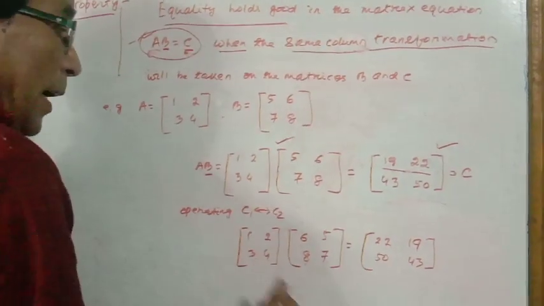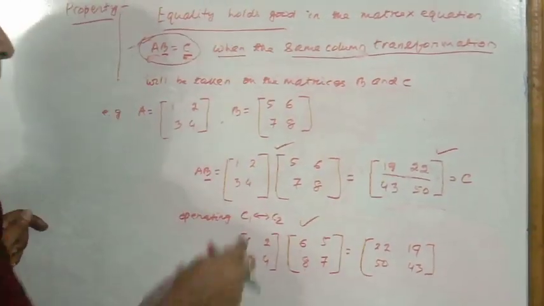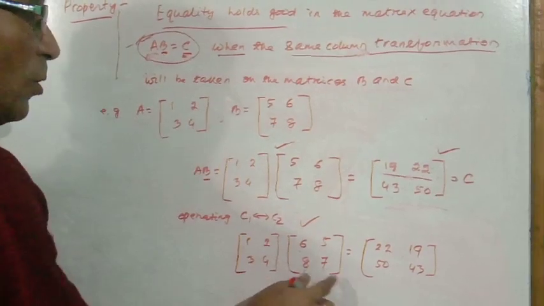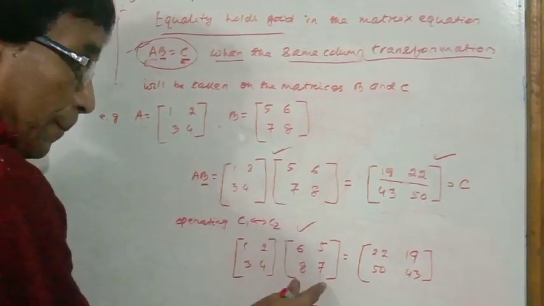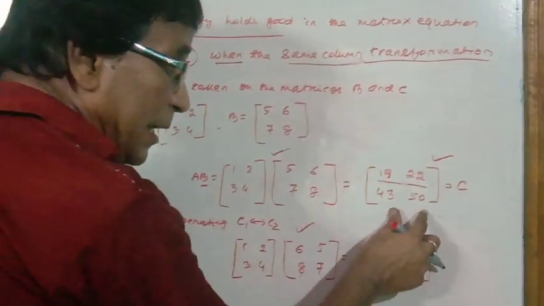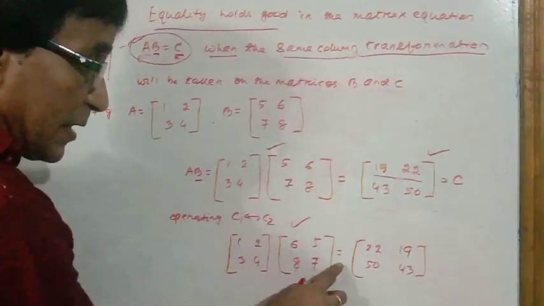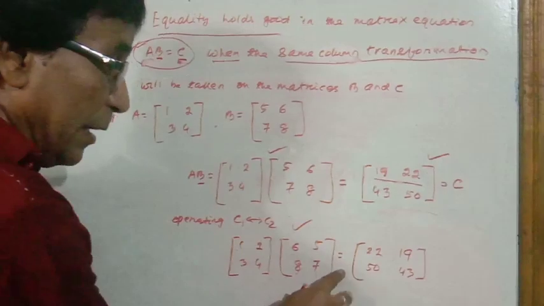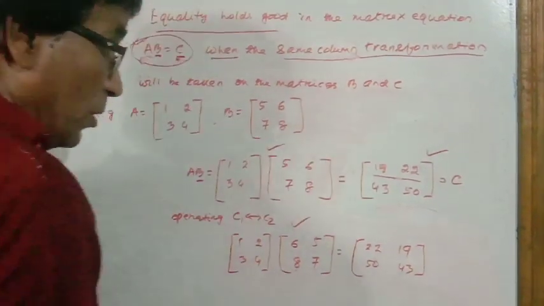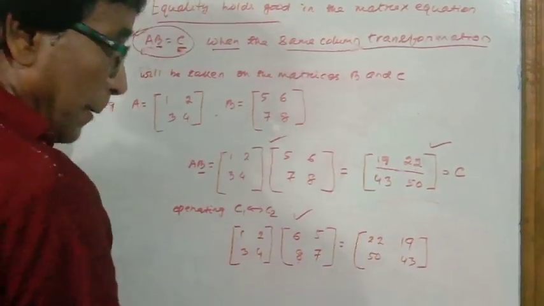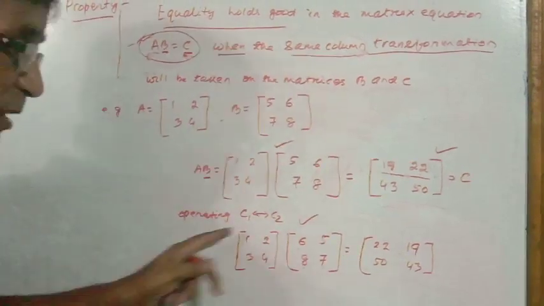That means when this elementary column operation is taken on the matrix B, the same elementary column operation is taken on the matrix C, so the sign of equality does not change. That means it will remain the same. So this first property is verified.